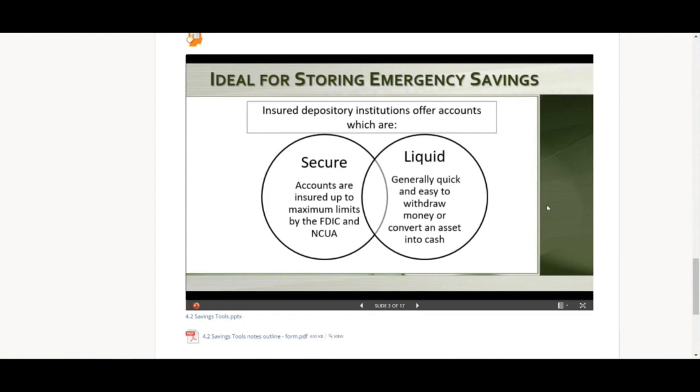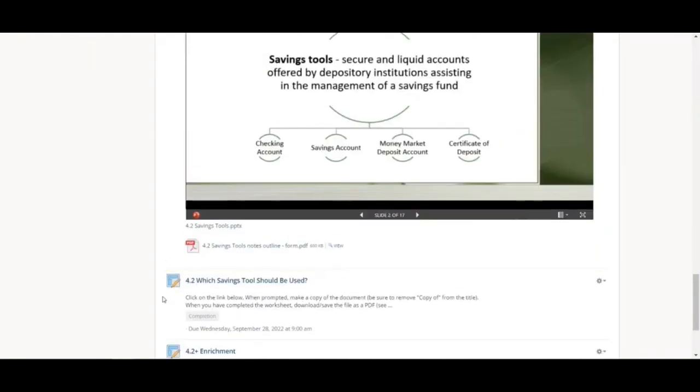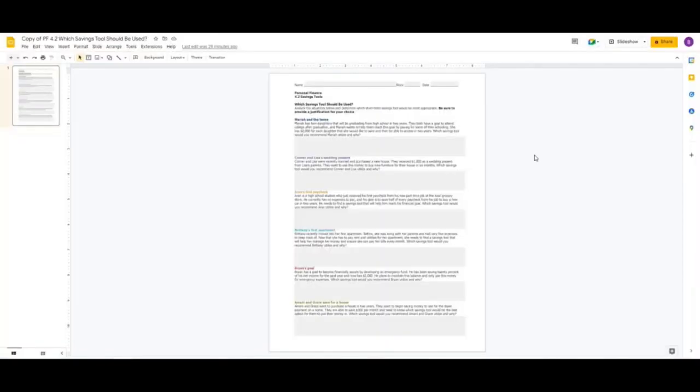All right. So what I'd like you to do is go through this presentation on the short-term savings tools, on those 4 types of accounts. And then you've got just one quick little worksheet. It's this 4.2, which savings tool should we use? Let me show you what this looks like.